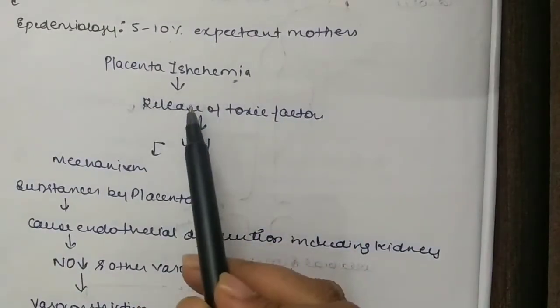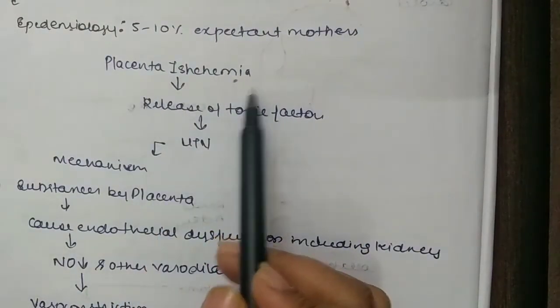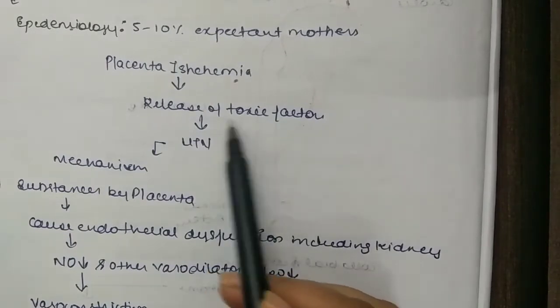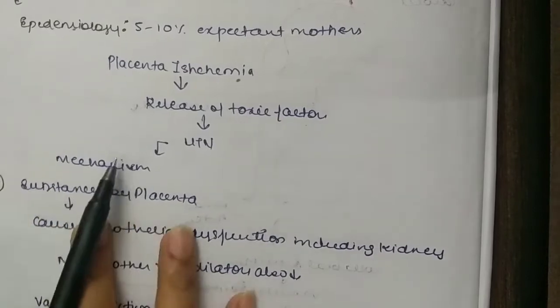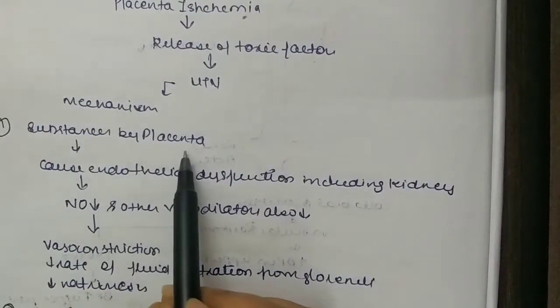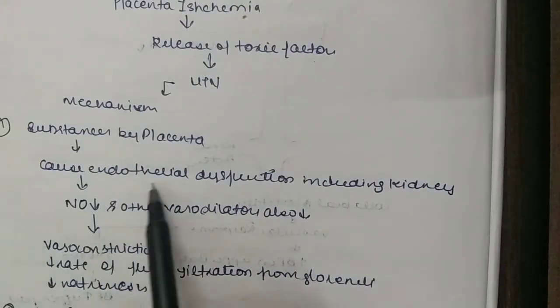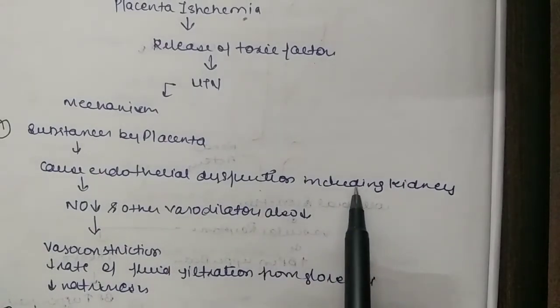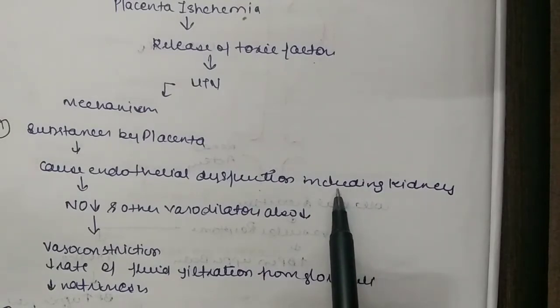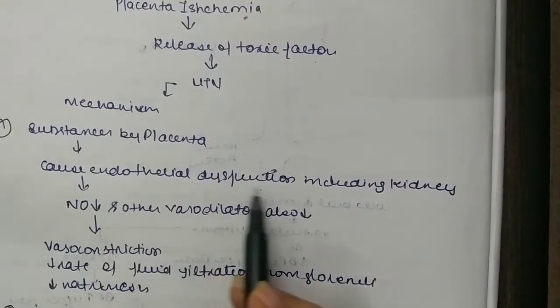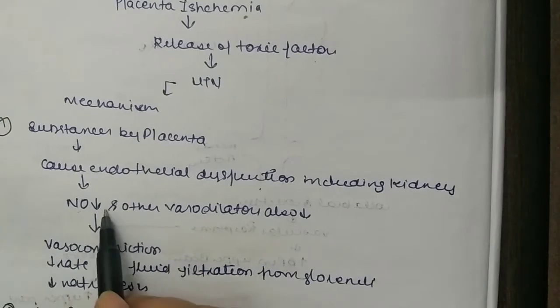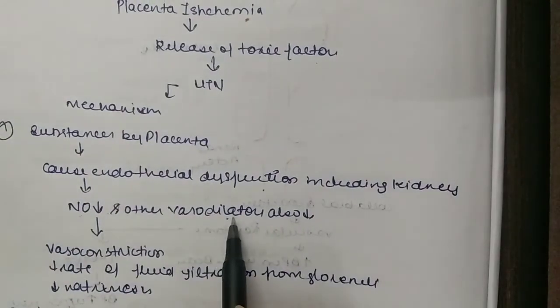So the mechanism behind this is placental ischemia causes release of toxic factors which cause hypertension. Now the mechanism of these toxic factors causing hypertension is that substances released by the placenta cause endothelial dysfunction, including in the kidney. So there is endothelial dysfunction. Now you all know, or maybe you don't know, endothelium releases nitric oxide, that is a vasodilator. So since there is dysfunction, nitric oxide and other vasodilators also decrease.